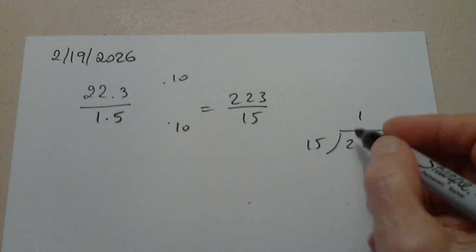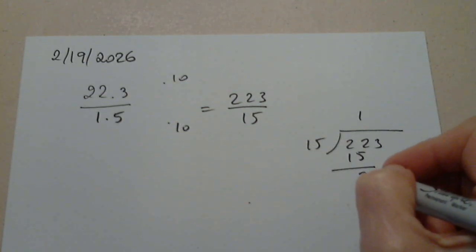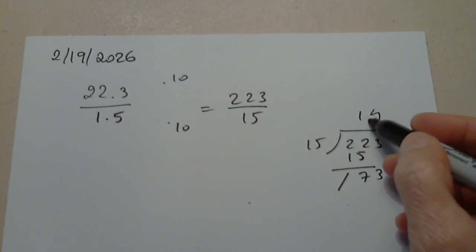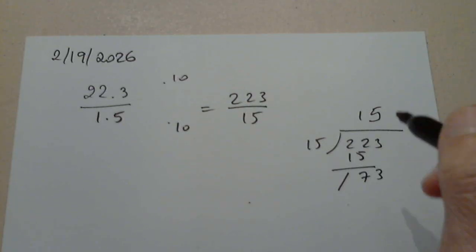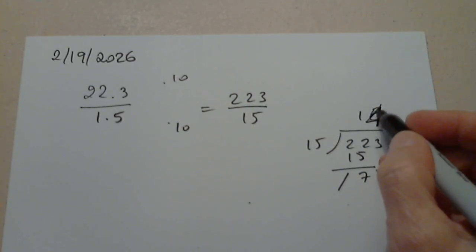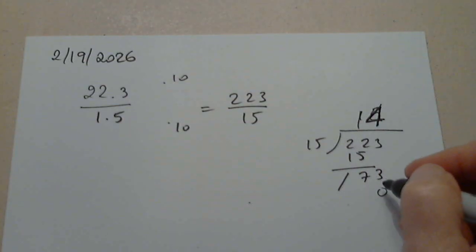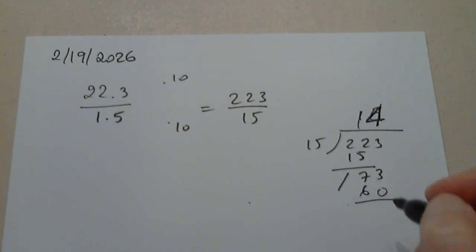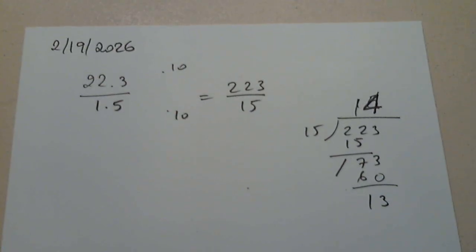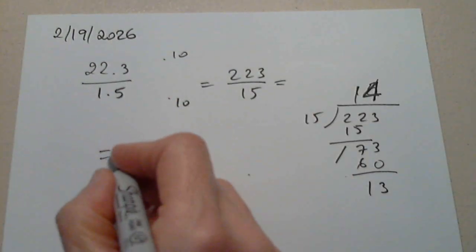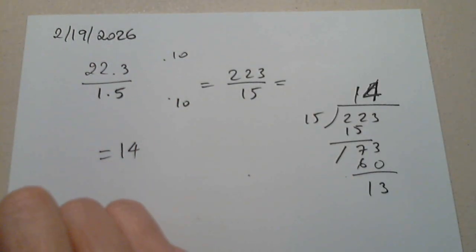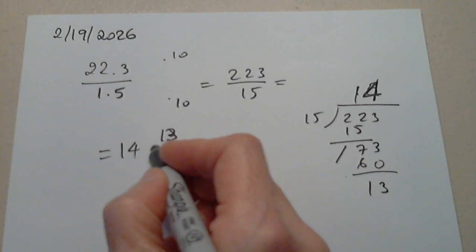So 1, 15, subtract, I get 7, 73, and that's 5. And that would be 7, no, so it's 4, because 5 will be 75. 60. So that's 13. So then the answer is 14 integers and 13 over 15.